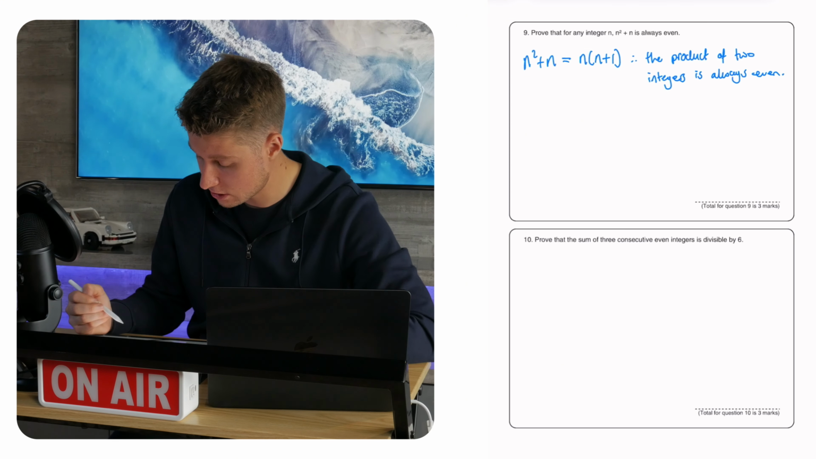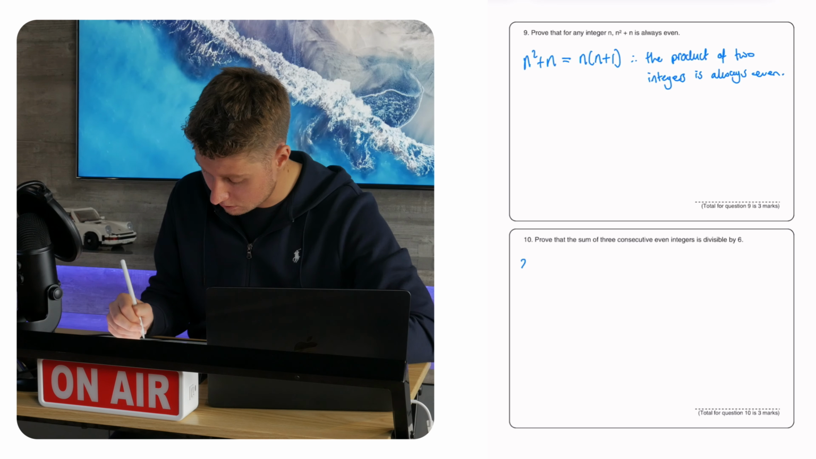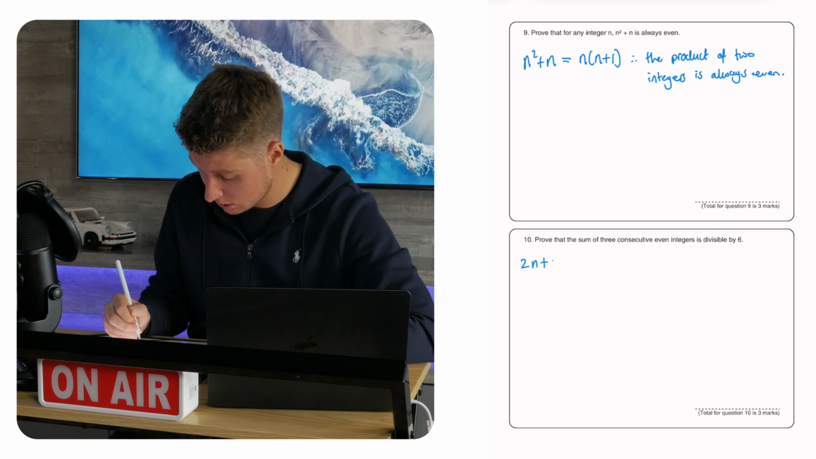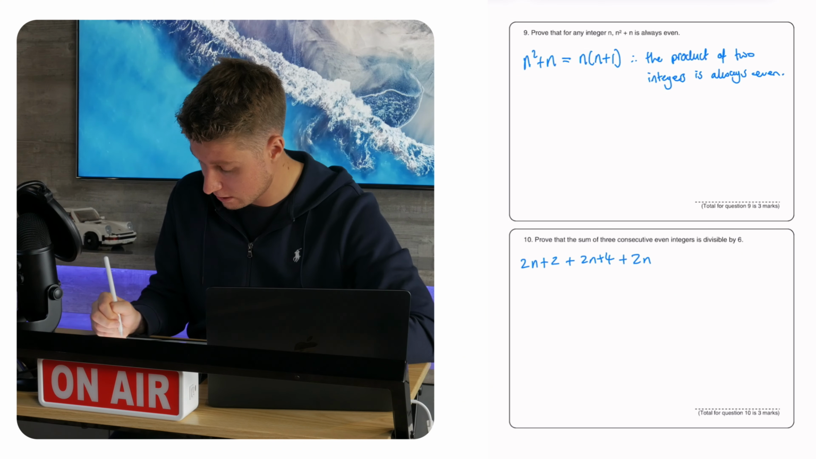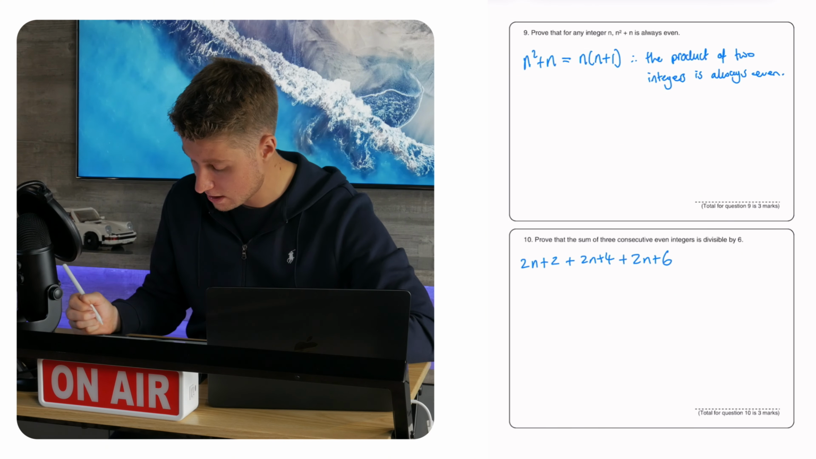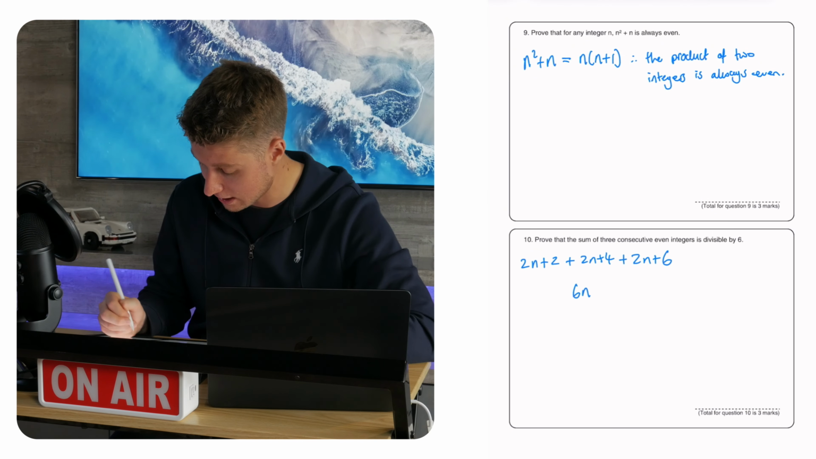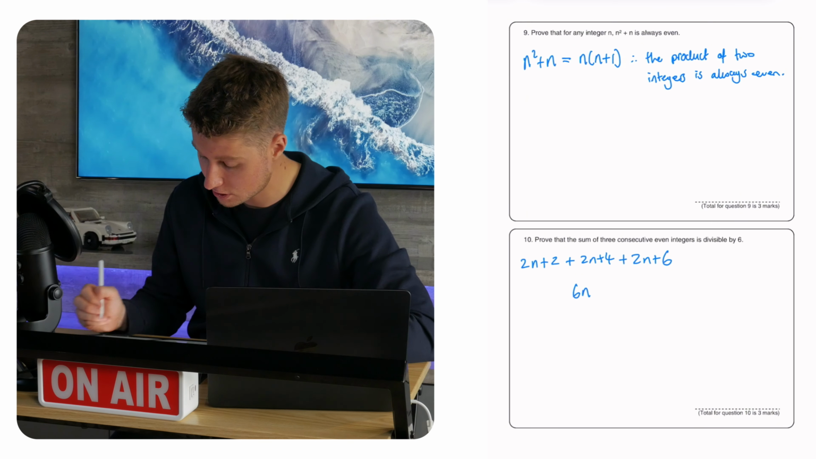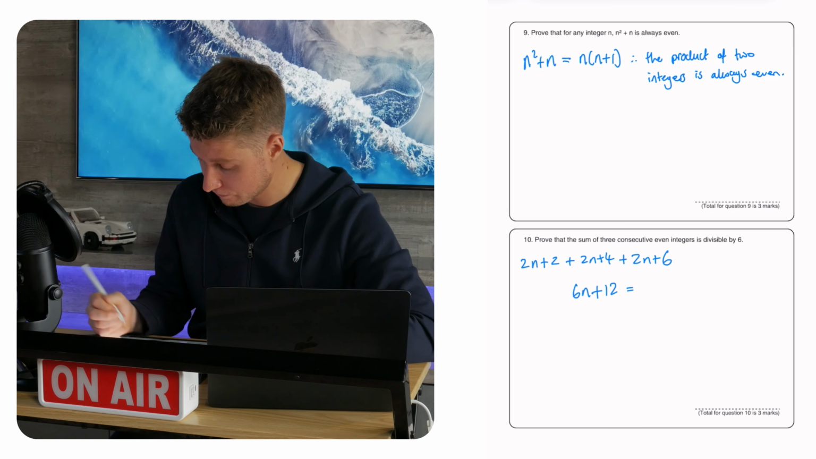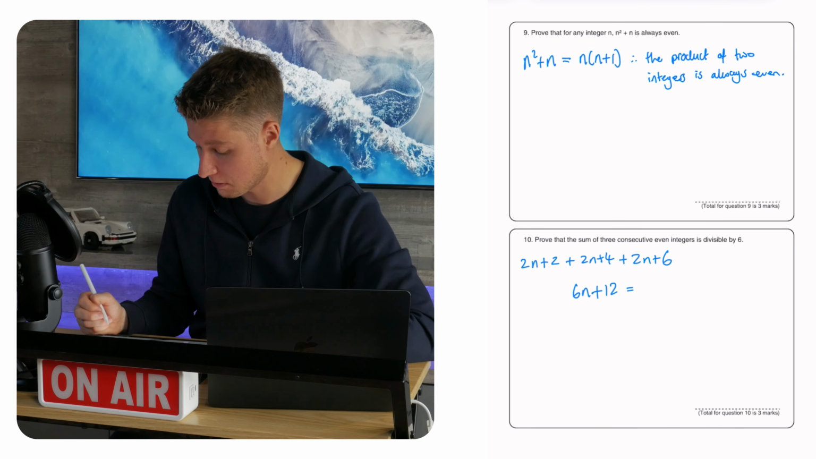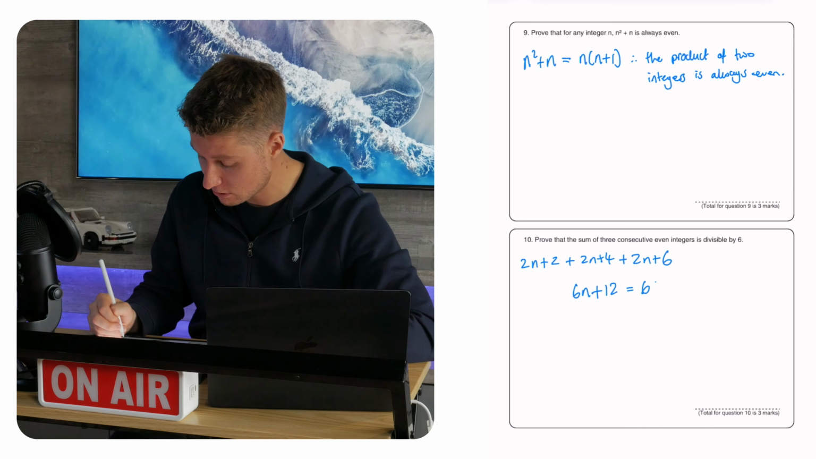Question 10 says, prove that the sum of 3 consecutive even integers is divisible by 6. So 2n plus 2 plus 2n plus 4 plus 2n plus 6. So these are the 3 consecutive even integers. So collecting like terms, we're going to do 2n plus 2n plus 2n, which is equal to 6n. 6 plus 4 is 10, plus 2 is equal to 12. And then to prove that this is divisible by 6, we're going to bring a factor of 6 out to the front, and then inside get n plus 2.